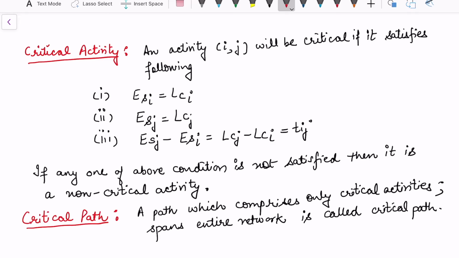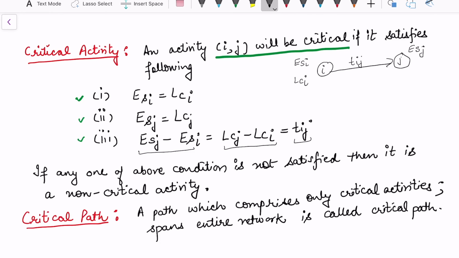An activity (i, j) is called critical if it satisfies all three conditions. Only then am I going to say that an activity is critical. Suppose there is an ith node and I have an activity going to the jth node. This activity takes Tij time. So for this ith node I can calculate the earliest starting time and latest completion time. I know the starting time, and I know the completion time of the jth node.